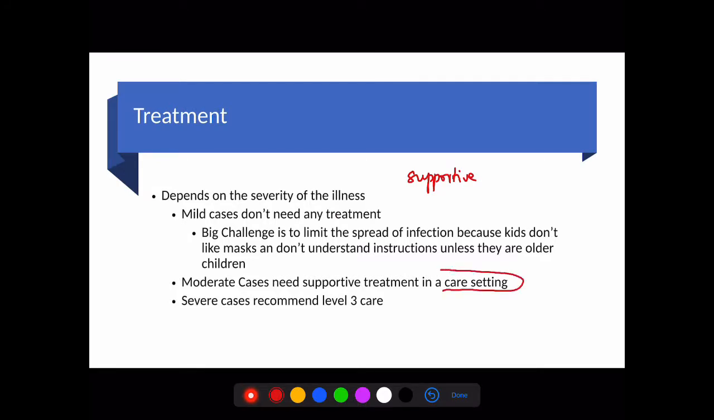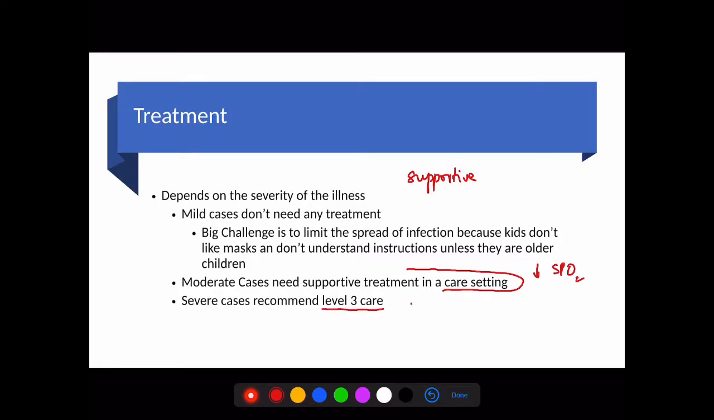These children would either have low SpO2, low oxygen saturation, less than 92%. They would have tachypnea and increased work of breathing, though they're quite rare, but they need to come in, and they would be either admitted in the ward, or if the disease flares up, then they need to go to a high dependency unit. And again, as I said, very few, less than 0.6% of the total pediatric affected cases would need level 3 care.